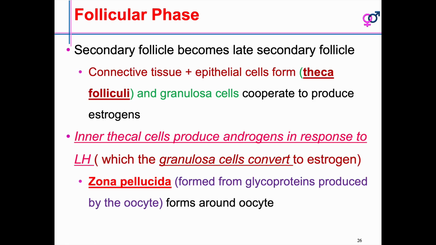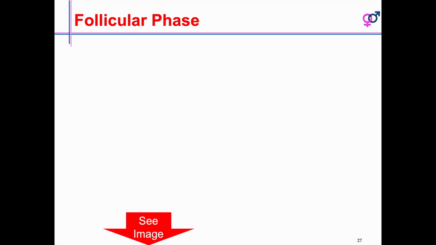Okay, so the secondary follicle becomes the late secondary follicle. Then there is the presence of connective tissue and epithelial cells. The inner thecal cells produce androgen in response to luteinizing hormone. The zona pellucida is the outermost layer of the oocyte, and there is fluid accumulation around it.